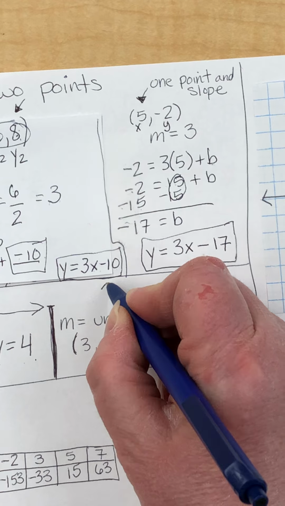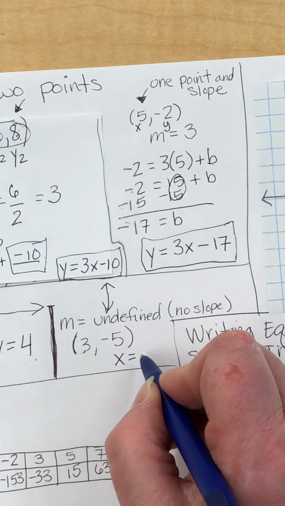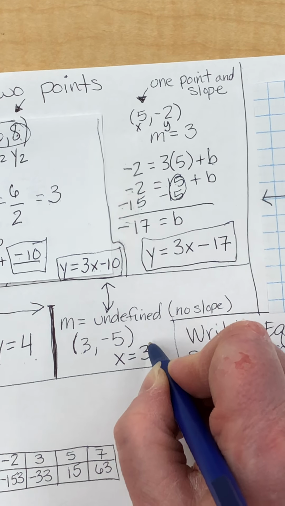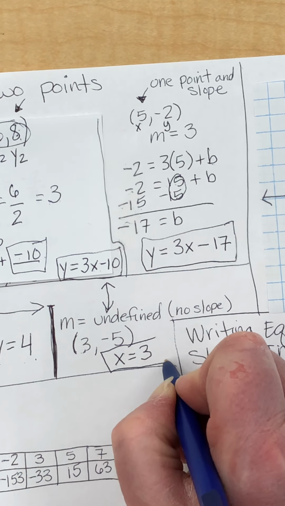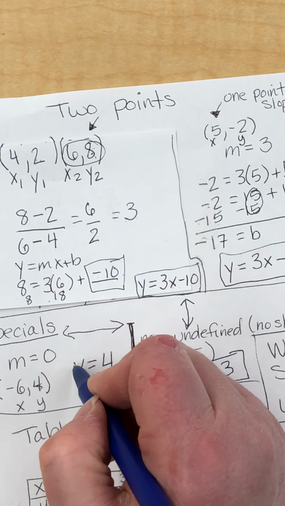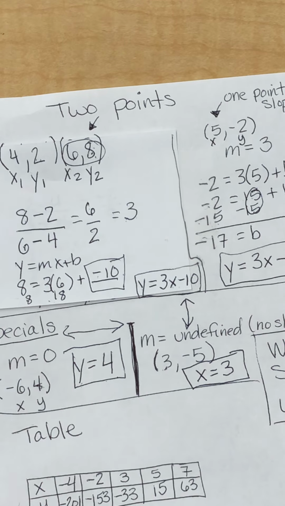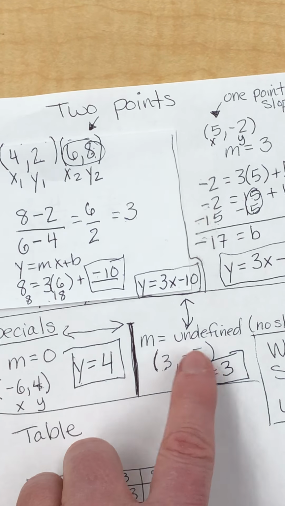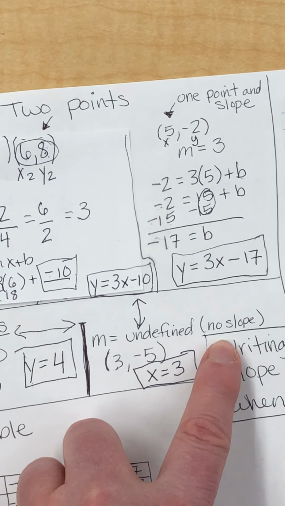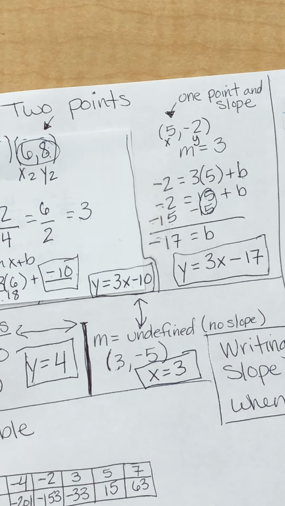So your line is vertical, and your x is going to be whatever the x value is here, and the x is 3. So this would be the equation of the vertical line for this point, and this is the equation for the horizontal line of this point. When the slope is 0, it's horizontal. Undefined or no slope is vertical, and it's x equals. So those are the specials.